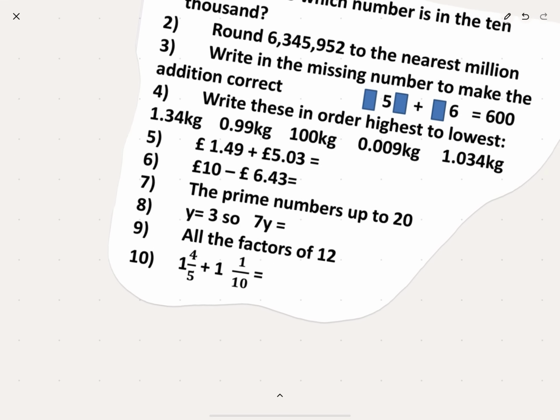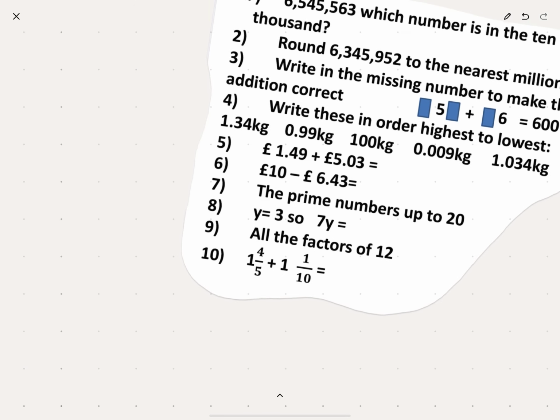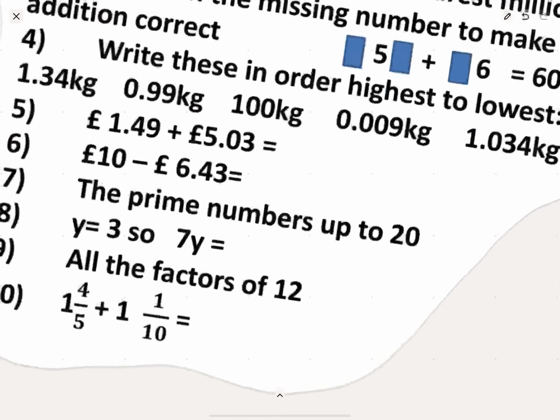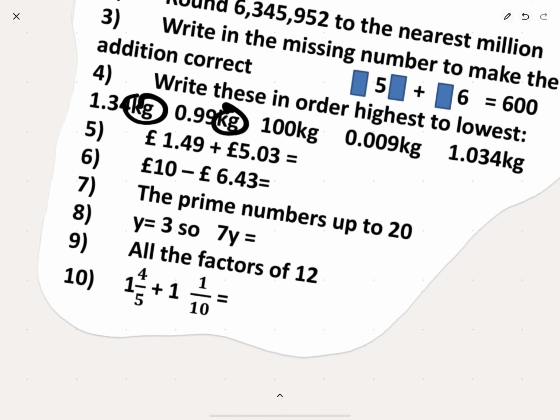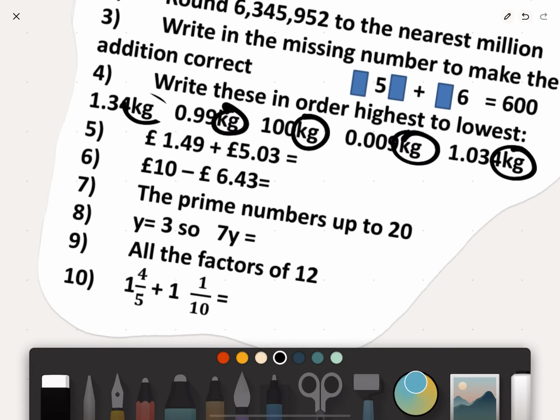Okay. Write these in order, highest to lowest. So I'm going to put that there, just so I know I start with the biggest one. So you've got 1.34 kilograms, 0.99 kilograms, 100 kilograms, 0.009 kilograms, 1.034 kilograms. Okay. Nice-ish question because there's no converting, they are all kilograms. Okay, so that's something nice straight away.